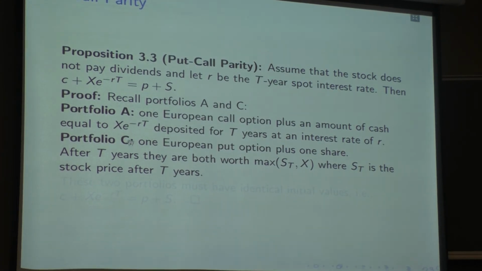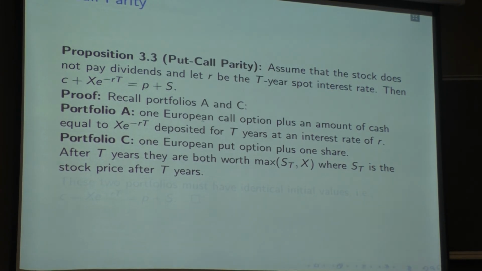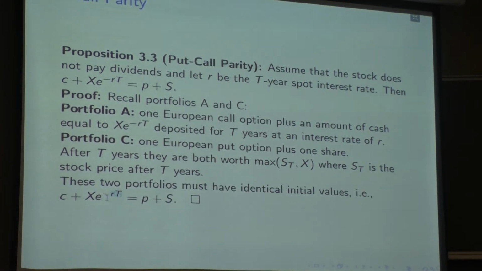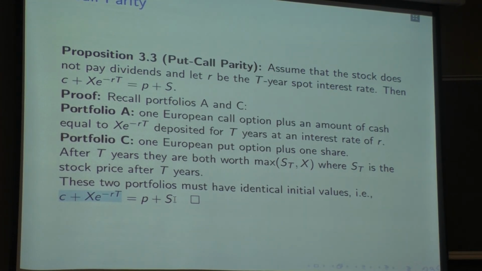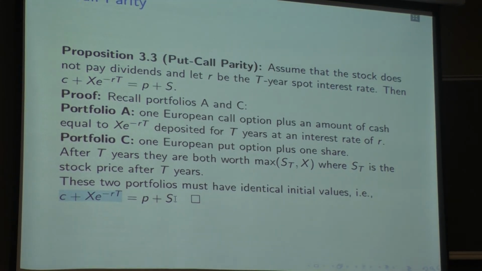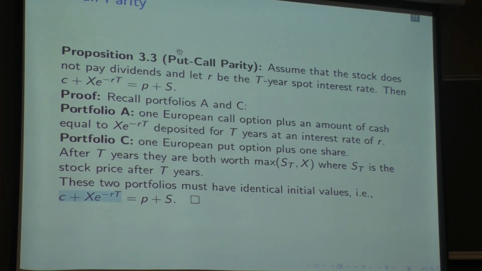So we ask ourselves, what is the present price of portfolio A, the spot price of portfolio A? We see one European call in it and this much cash. So this is how much you have to spend to buy portfolio A now. And if you want to buy portfolio C now, you have to buy a put option and you have to buy the underlying asset for S. So what's written here is the equality between the prices of portfolio A and C now. And we get this equality which I was trying to prove. Is this making sense? All right.